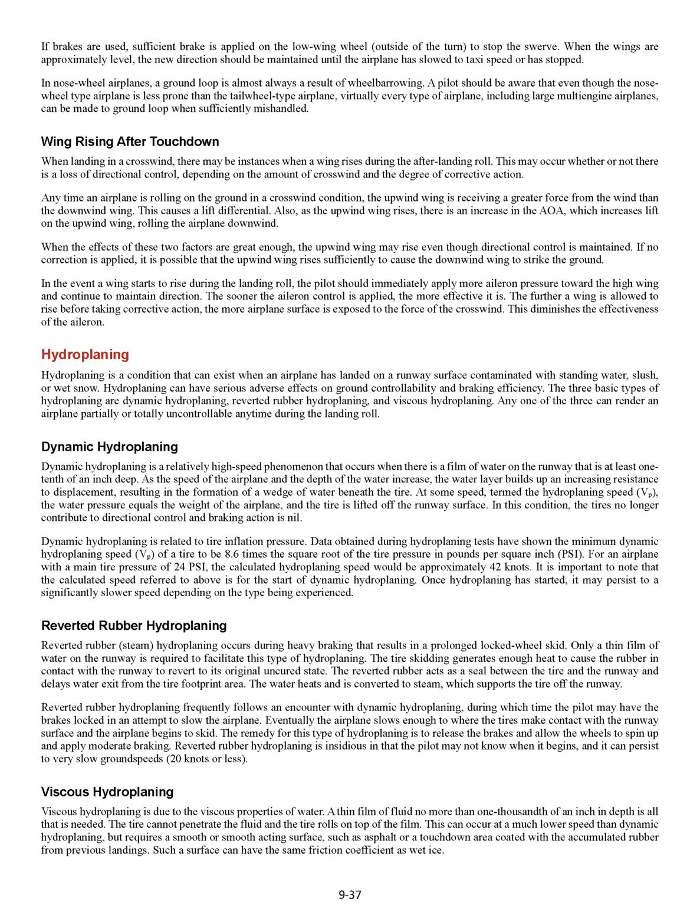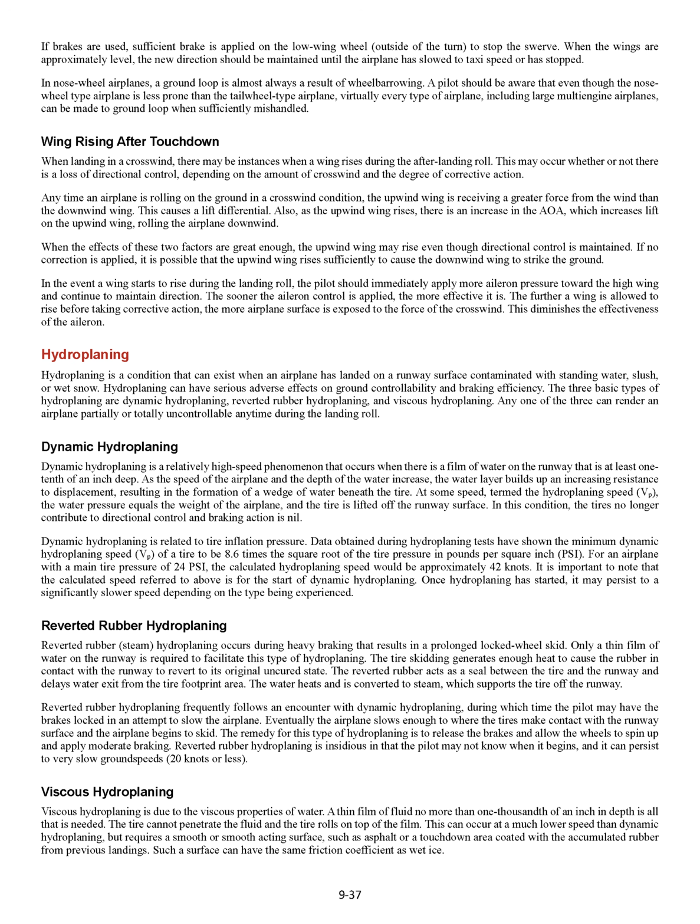Reverted rubber hydroplaning. Reverted rubber, or steam, hydroplaning occurs during heavy braking that results in a prolonged locked wheel skid. Only a thin film of water on the runway is required to facilitate this type of hydroplaning. The tire skidding generates enough heat to cause the rubber in contact with the runway to revert to its original uncured state. The reverted rubber acts as a seal between the tire and the runway and delays water exit from the tire footprint area. The water heats and is converted to steam, which supports the tire off the runway.